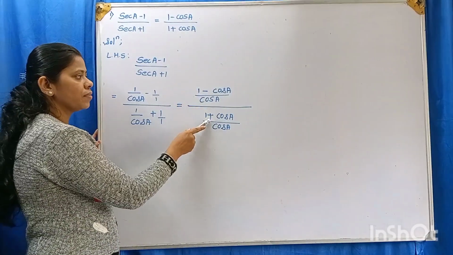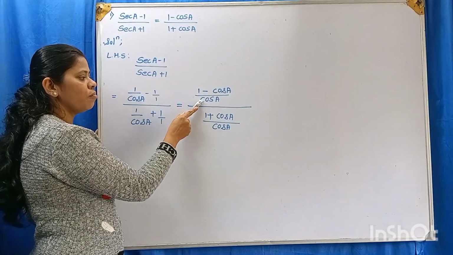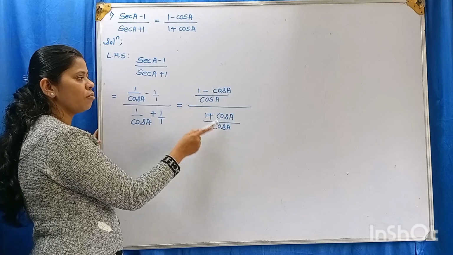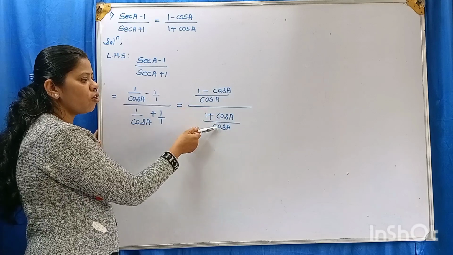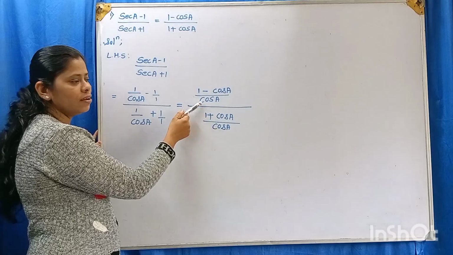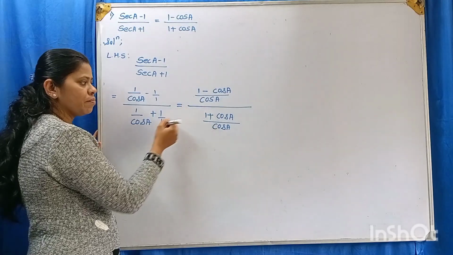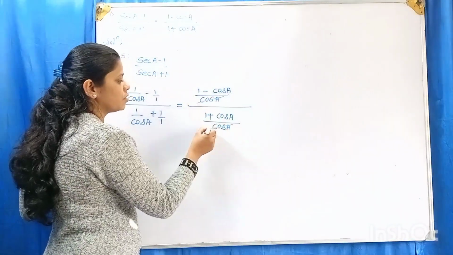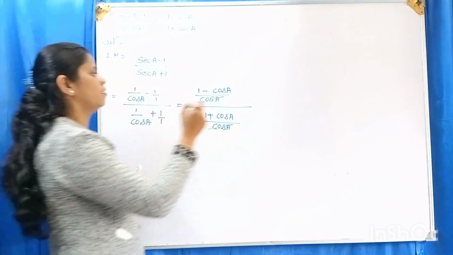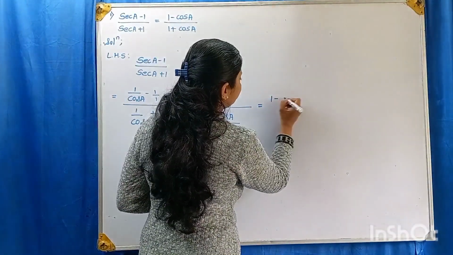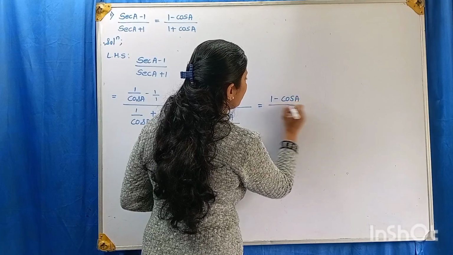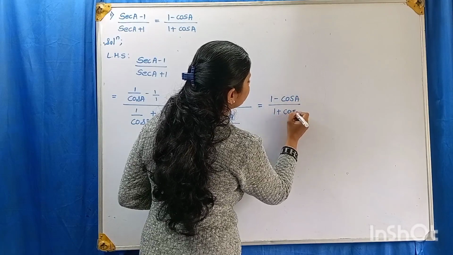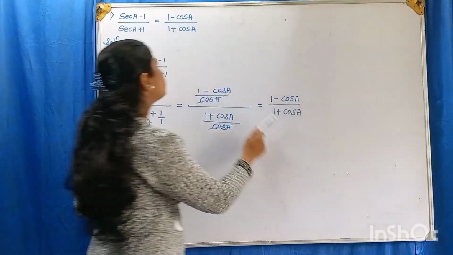Now look at this. This is numerator, denominator. Both the denominators are same, right? Cos A, both are same. So we can cancel these terms. What is left? 1 minus cos A divided by 1 plus cos A. That is what our RHS.